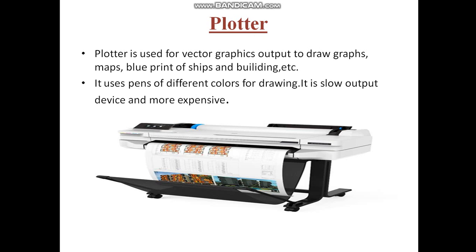Next is a plotter. A plotter is used for vector graphics output to draw graphs, maps, blueprints of ships and buildings, etc. So mainly a plotter is used to print a graph of a building, any flats or site images, or a model of any construction. So that's why we use a plotter. A plotter uses pens of different colors for drawing. It is a slow output device and more expensive. So these are some of the output devices which we use.